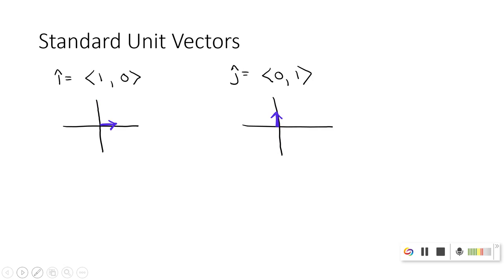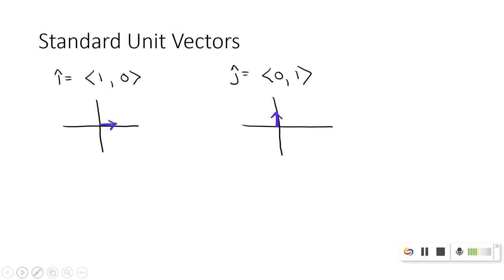Now we've got two what we call standard unit vectors. Vector i is a unit vector in the x direction. It's the vector 1, 0. And the unit vector j is a vector that's in the y direction only, and it is defined to be the vector 0, 1. So those are just definitions.